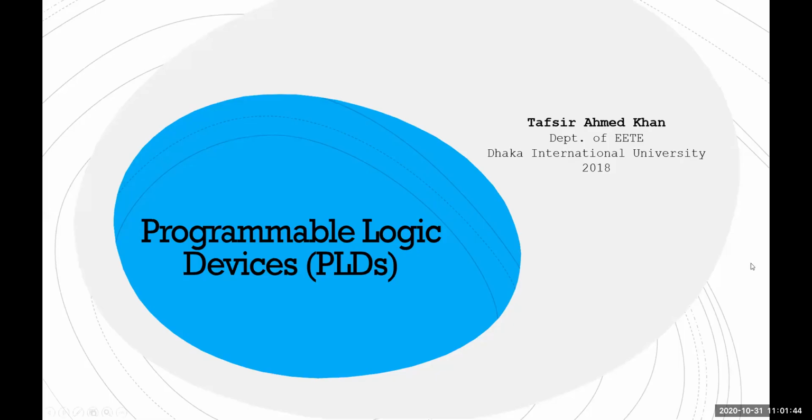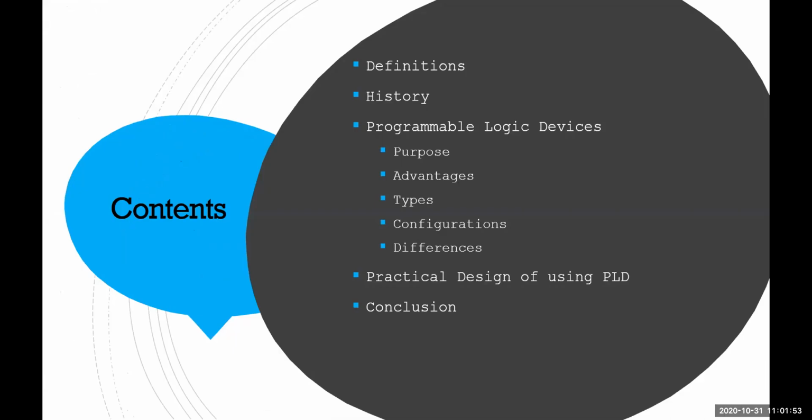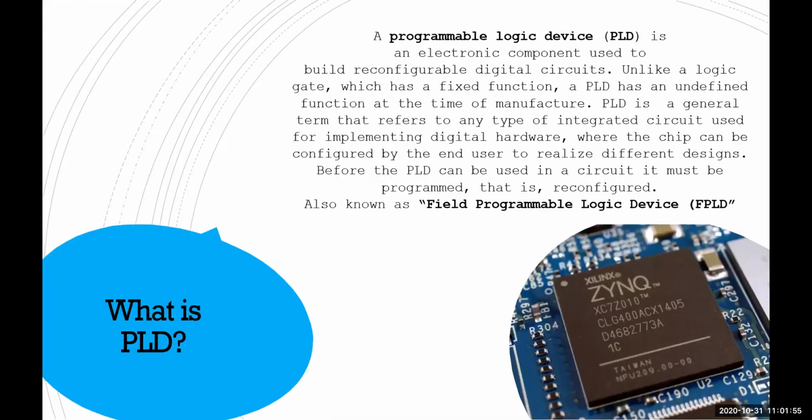Okay. Today's topic is programmable logic devices, PLDs. So why is it called a programmable logic device? A programmable logic device is an electronic component used to build reconfigurable digital circuits. Unlike a logic gate, which has a fixed function, a PLD has an undefined function at the time of manufacture.